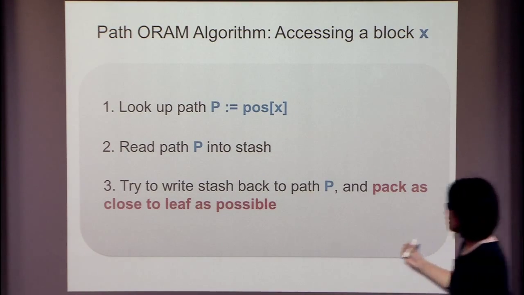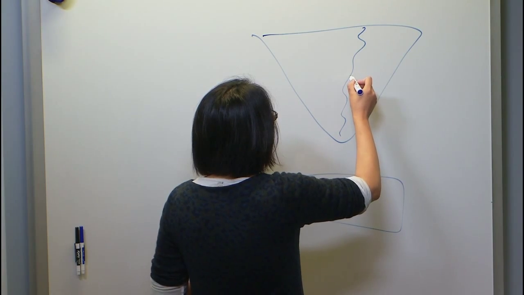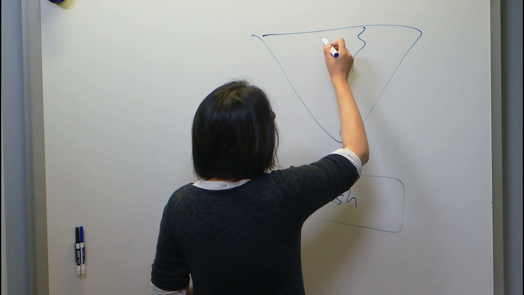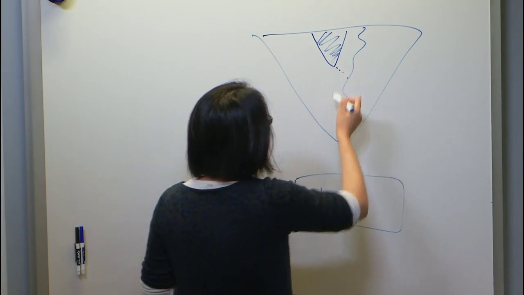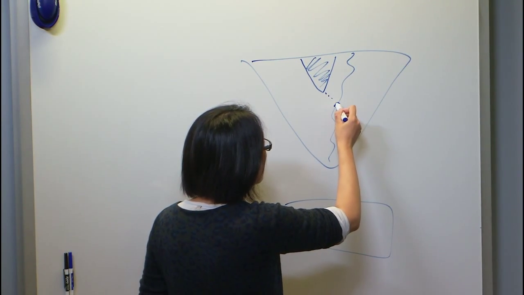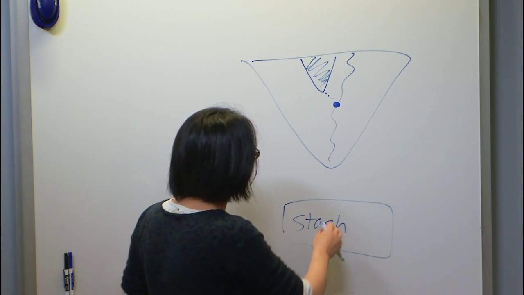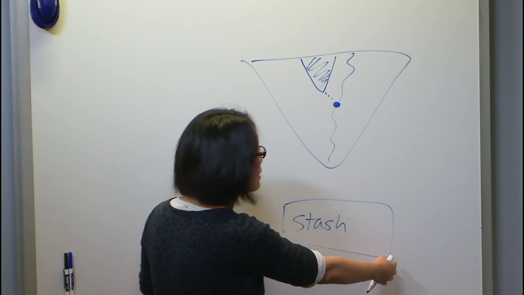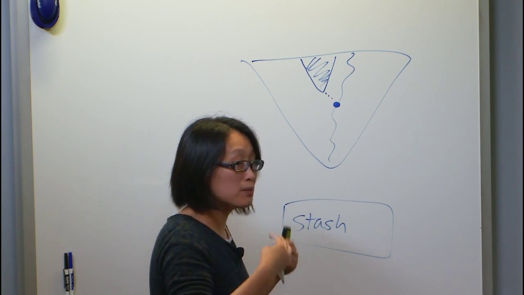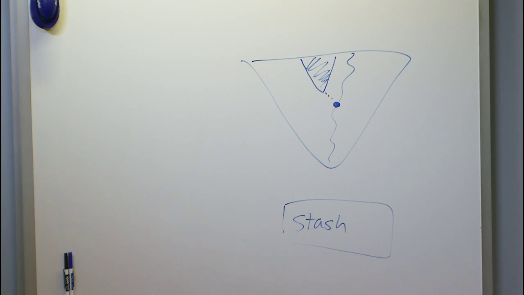So if you have a tree like this, and let's say this is my path, and I have my stash on the client side. If a block is assigned to this subtree, then this block cannot go beyond this point on this path. The furthest the block can go is here. Based on this invariant, I'm going to try to pack the stuff that's in my stash as close to the leaf as possible, and I write back as many blocks as possible. Everything I fail to write back still remains in the stash.